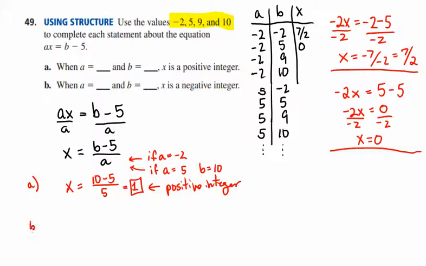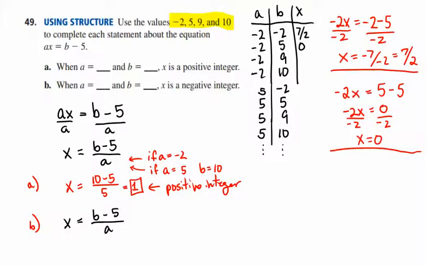Now for part B, we're looking for a negative integer. So this time the value has to come out to be negative, and we'll see what happens there. So to get a negative integer, we can use -2 in the denominator. Let's go back to this. X equals b minus 5 over a.